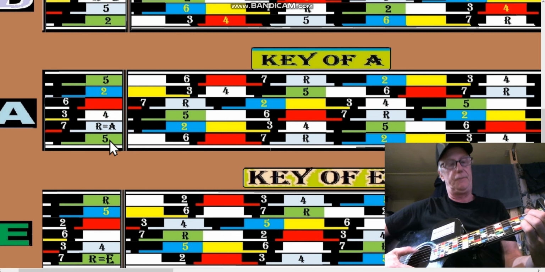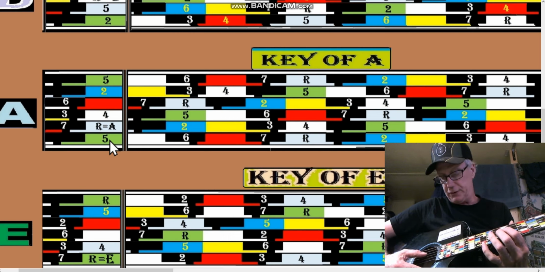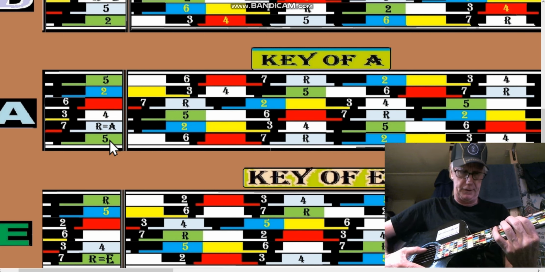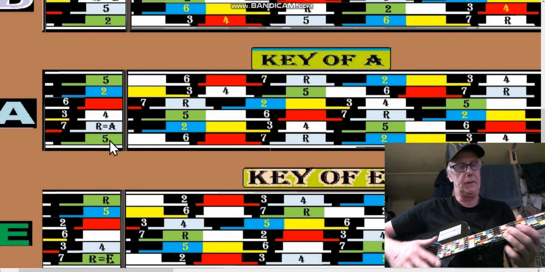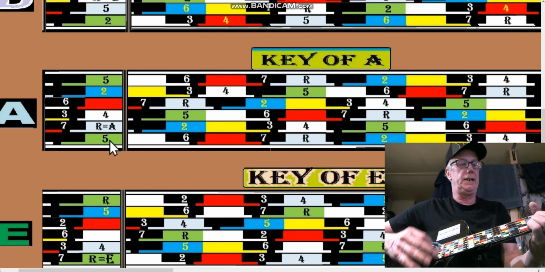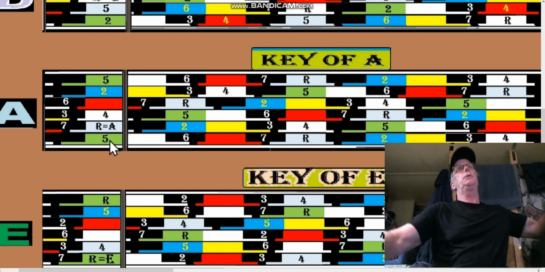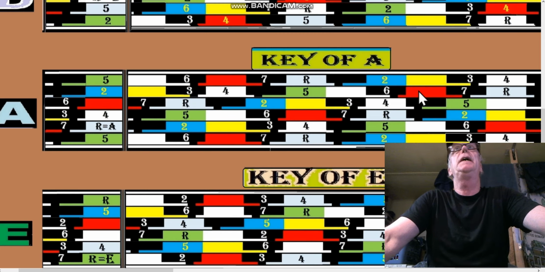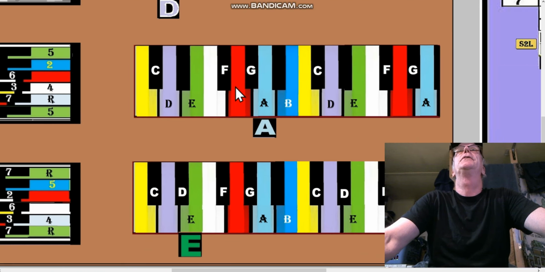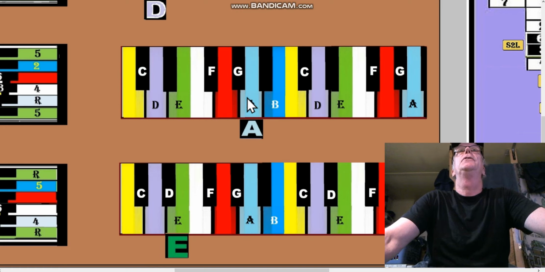Always starts on the fifth. So if I want to play an A-shaped C, I'm going to start on the D. Okay, but this is the real deal A down here. So what I'm playing with the fingers is 5, root 3. Root is the A note. Here's the A. Okay, so if you're playing 5 root 3, it's going to be E, A, and C sharp there. Okay, this is the key of A.